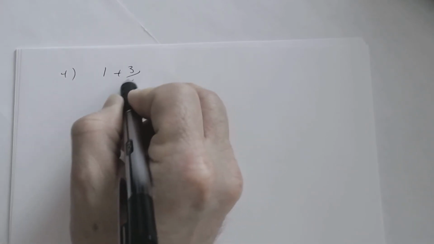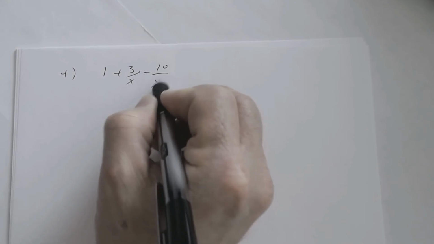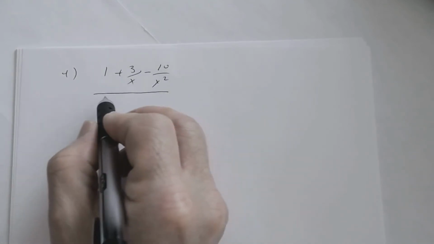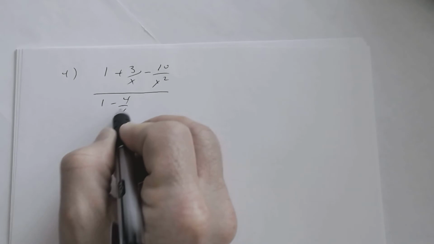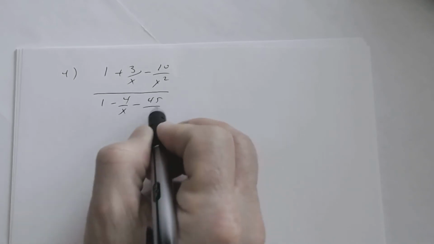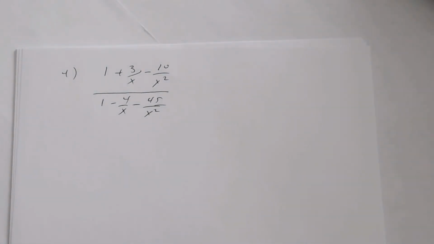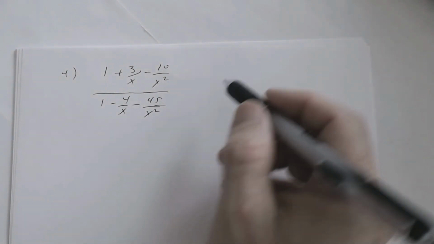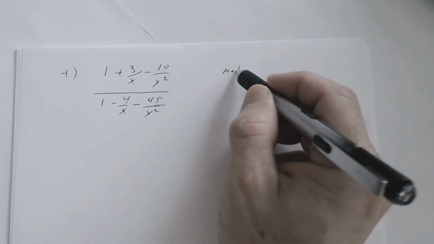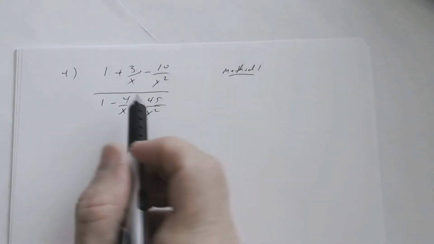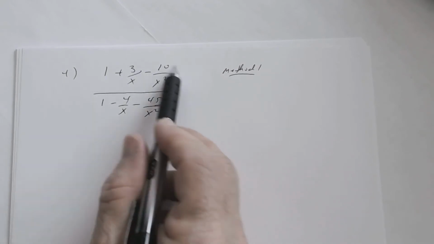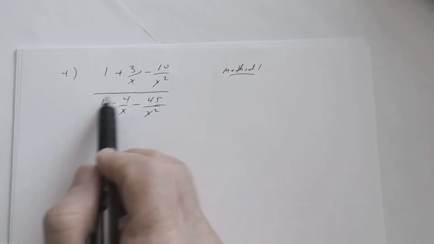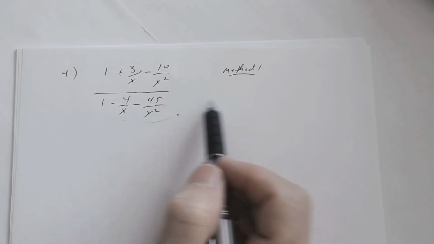So number 4, I have this problem: 1 plus 3 divided by x minus 10 divided by x squared. And I have in the denominator 1 minus 4 divided by x minus 45 divided by x squared. Okay, so that's the problem we have. So if I use method 1 first, method 1, remember, means that you got to write the numerator as one fraction. You got to write the denominator as one fraction. So there's some work we got to do here.